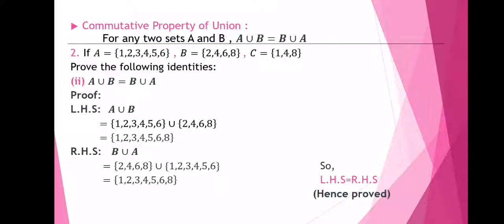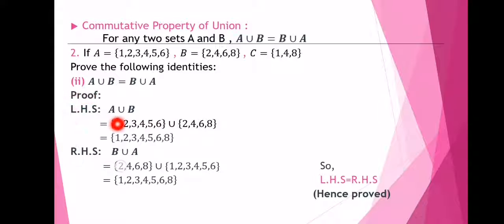Commutative property of union. So first we are going to do the identity which is the commutative property of union for the given sets. If A is equal to {1, 2, 3, 4, 5, 6} and B is equal to {2, 4, 6, 8}, then prove the following identities. That is, first one is A union B is equal to B union A.